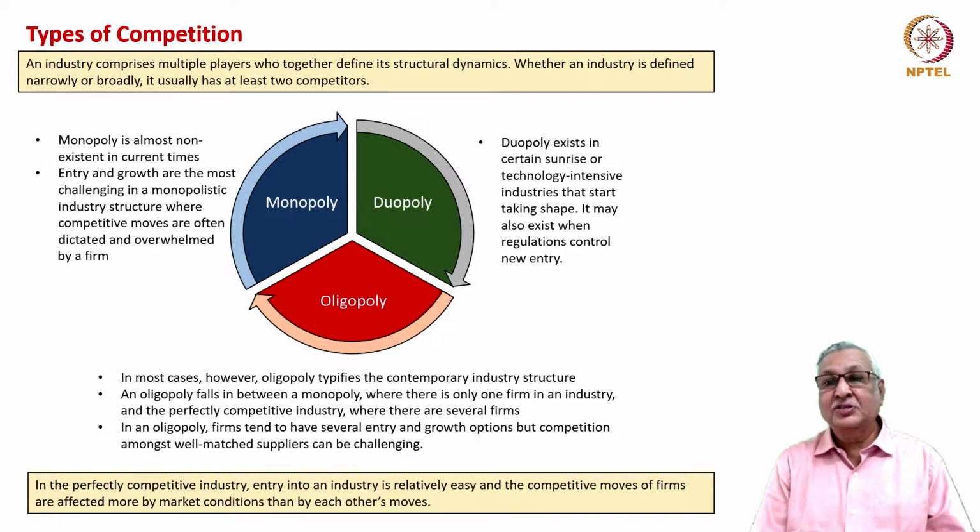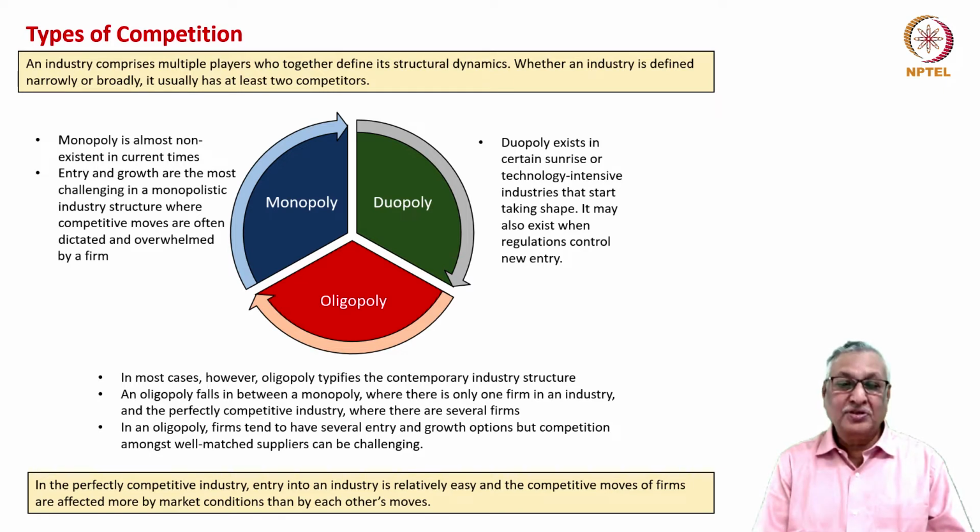Duopoly exists in certain sunrise or technology-intensive industries that start taking shape. It may also exist when regulations control new entry. In certain duopolies, there would be a very dominant or major player and another would be a minor player. If you look at the search space, Google is still the dominant player, whereas Microsoft Bing is a weak player. In most cases of the industry, oligopoly defines the nature of the industry structure.